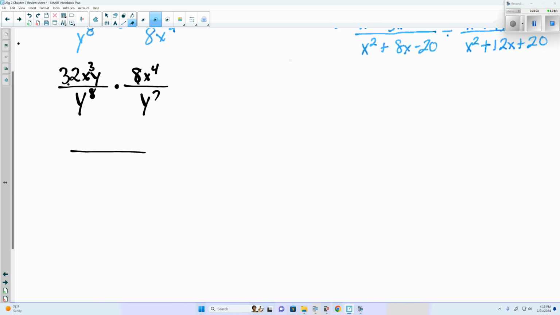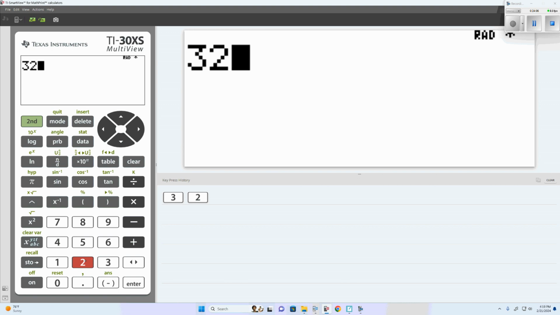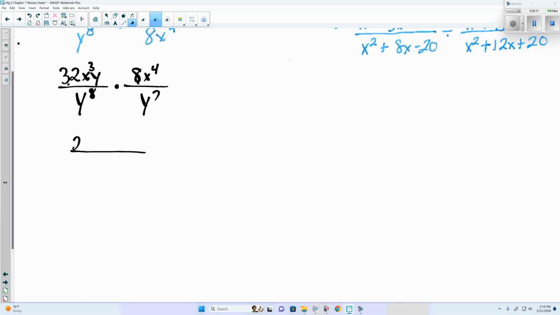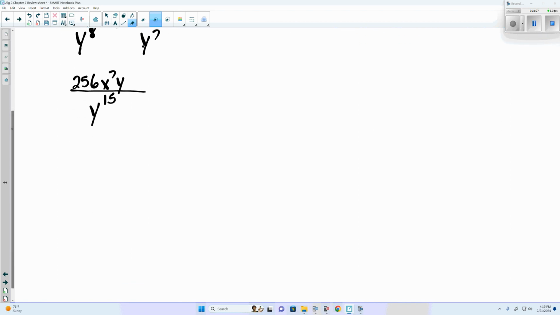Now the first thing we're going to do is 32 times 8. We can grab our handy calculator, say 32 times 8, 256. Then we're going to do x to the third times x to the fourth is x to the seventh times y. Now in the denominator, we have y to the 8th times y to the 7th is y to the 15th. Because when we multiply like bases, we add the exponents. Now there's only one thing that simplifies. It's y over y to the 15th. 15 minus 1 is 14, and since it's bigger on bottom, stays on bottom.